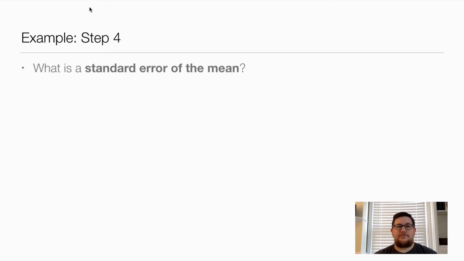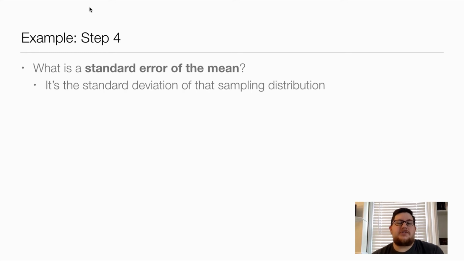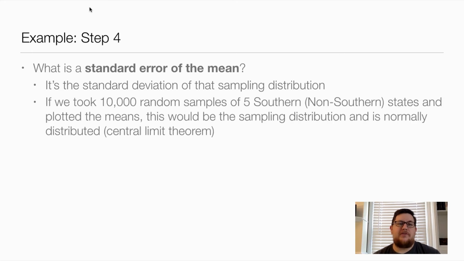So what the heck is that thing? What is the standard error of the mean? It's just the standard deviation of that sampling distribution. So to clarify, if we took 10,000 random samples of 5 southern or non-southern states and plotted the means, this would be our sampling distribution. And it is normally distributed. That's according to the central limit theorem. So you get a normal distribution of all your sample means.